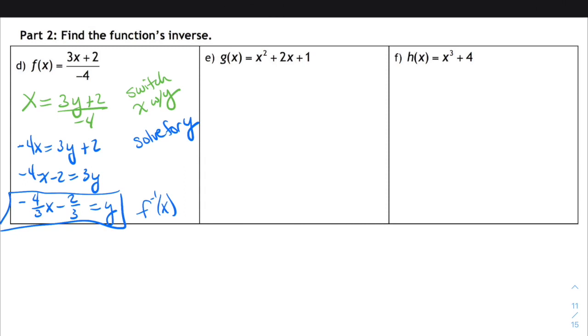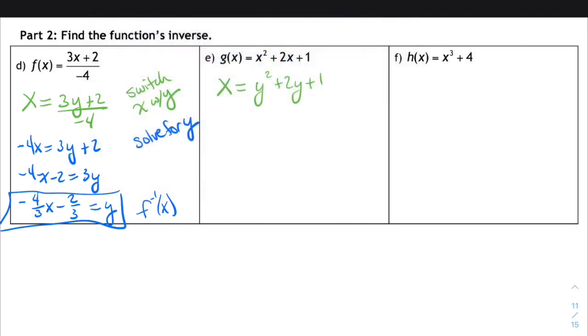Okay, let's do the same thing with function g. So same steps here. We're going to go ahead and switch it. So instead of g of x, we'll write x equals y squared plus 2y plus 1. And our goal here is to go ahead and solve for y. So I see this, and obviously it's looking like we had a quadratic situation here, which we could see initially. So let's take a look here.